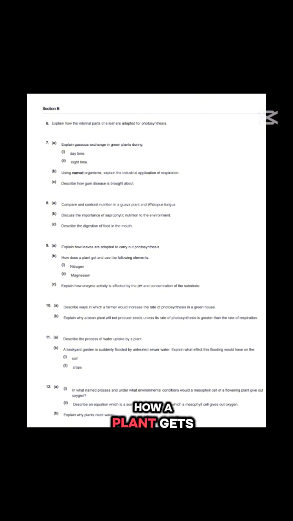B. How a plant gets and uses: 1. Nitrogen, absorbed from the soil via root hair cells by active transport in the form of nitrate ions, NO_3^-. It is used to synthesize amino acids, proteins, and nucleic acids necessary for cell growth and division.